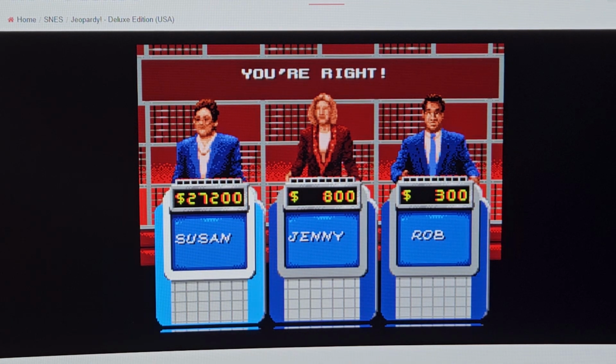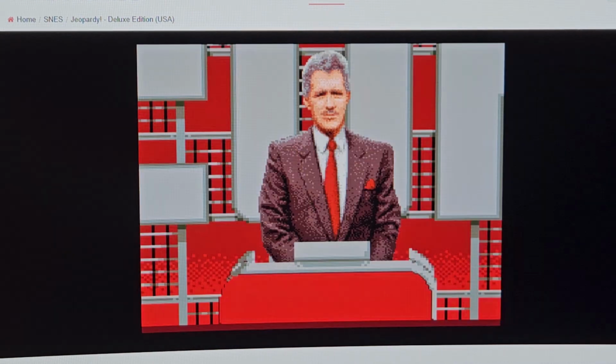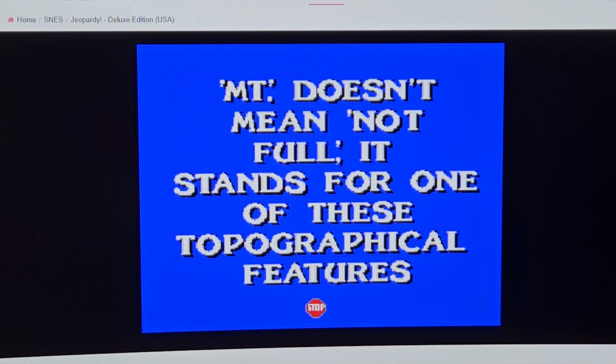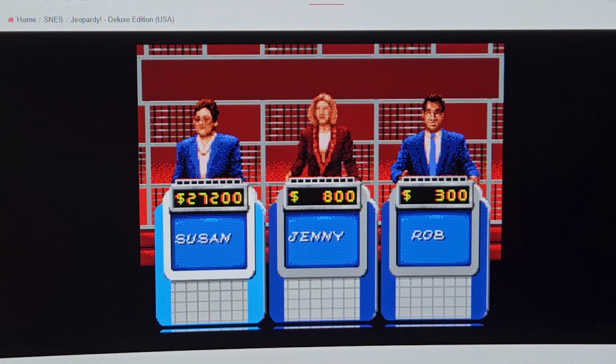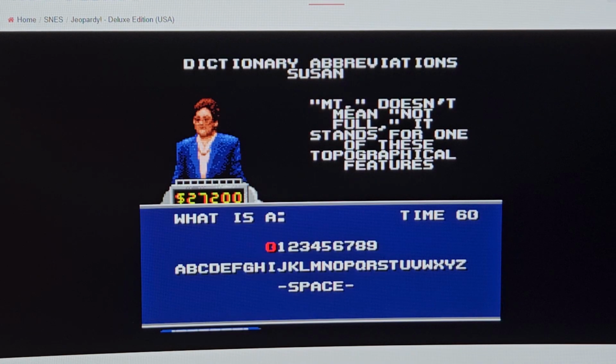Dictionary abbreviations for 400. The answer is: empty doesn't mean not full. It stands for one of these topographical features. What's a mountain?